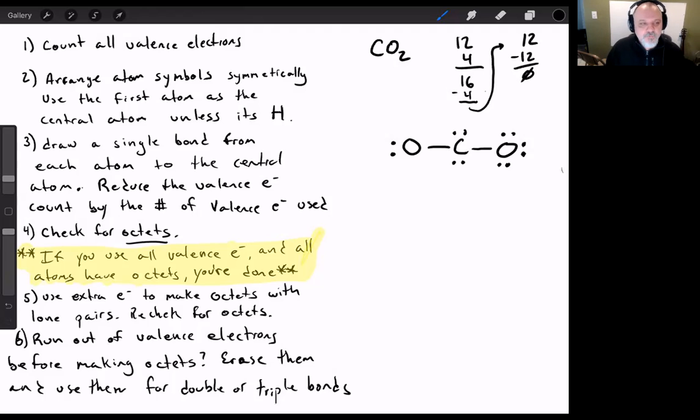Okay, so remember that in the picture that I'm working on, I've already used all of the valence electrons that I have to make the picture. I don't have any more. So I have to use the electrons that are there to get octets for everyone. Because remember, the rule is if I have used all of the valence electrons and everything has an octet, then I'm done. All right, so let's erase them and make double bonds. Well, when I erase them, I have to erase them in pairs, though, right? Because everything happens in pairs. A bond has a pair.